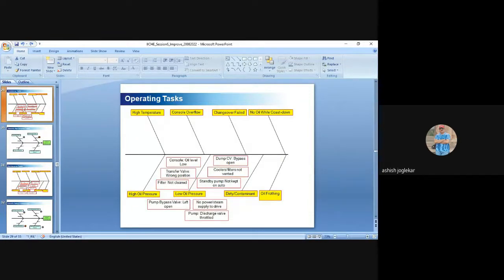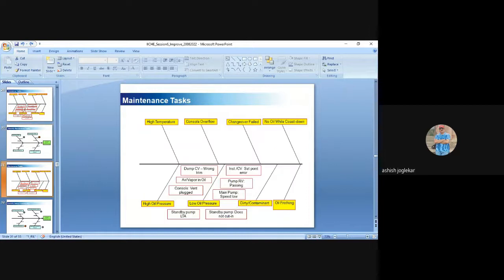So operation task, we can write in high oil pressure that you can find out what are the console oil level low, transfer valve position in the wrong position, filter not clean, pump bypass left open, standby pump not kept on auto. All these things are operational, wherein there is operational control. A person from operation has to work on this, but he did not work, so there is a failure. That is called operation task.